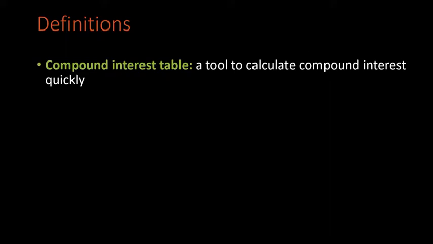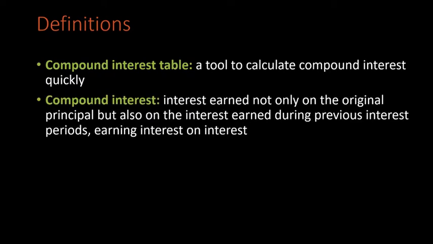Again, you'll run into compound interest tables, which are just tools to help you calculate compound interest quickly without using the formula. You'll see that in your lesson. Compound interest. I said I would explain the difference between compound interest and simple interest. Remember that simple interest was interest accrued on principal only. Compound interest is interest that will earn, like simple interest, on your original principal, but also on the interest earned during previous interest periods. So you end up earning interest on interest.